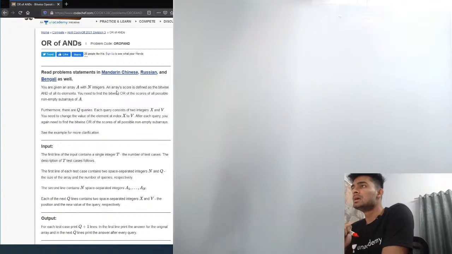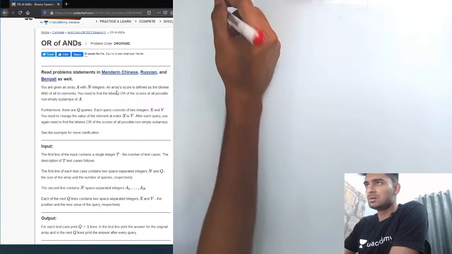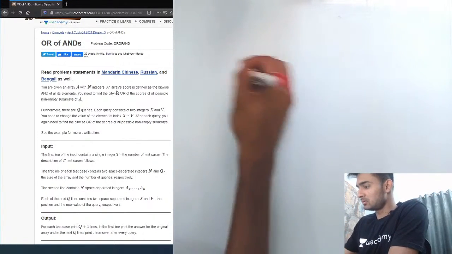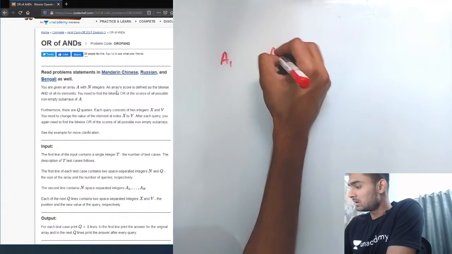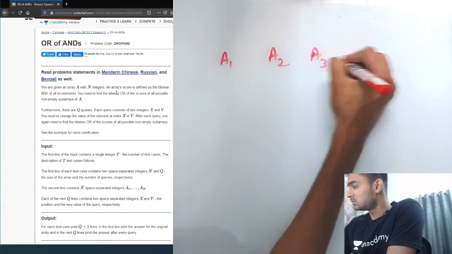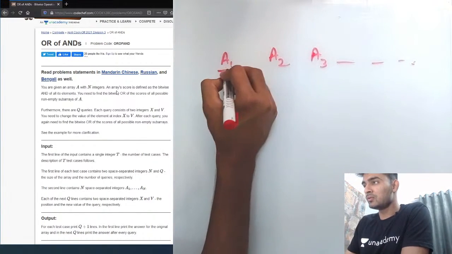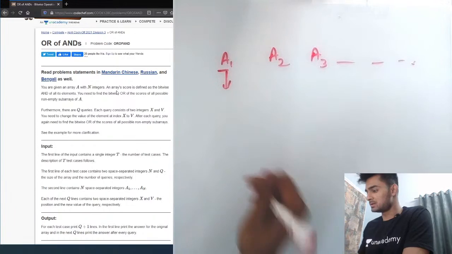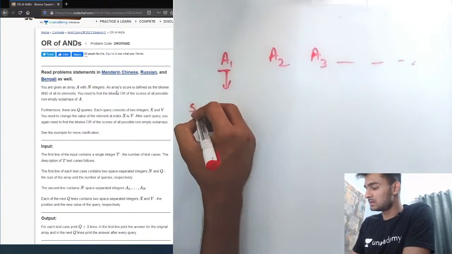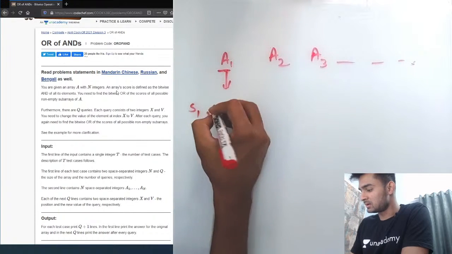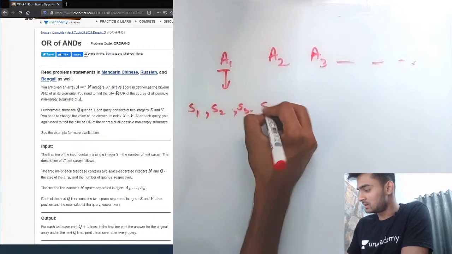Okay. So the problem says that we actually have n values, and these are a1, a2, a3, and so on. Now, for every value, we actually need to consider subarrays. So let's say this A1 will have m subarrays, and those subarrays are going to be S1, S2, S3 till Sn.